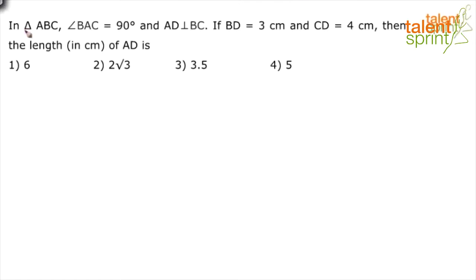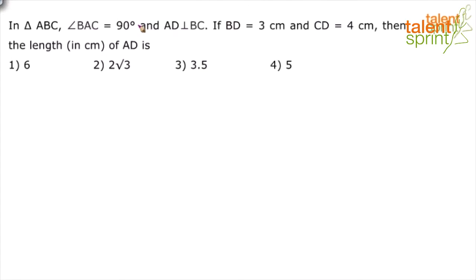As you can see, it says in triangle ABC, the angle BAC is equal to 90 degrees and AD is perpendicular to BC. If BD is 3 centimeters and CD is 4 centimeters, then the length of AD is dash. So basically you have to find out the length of the perpendicular AD. You have 1 minute for this. Your time starts now.